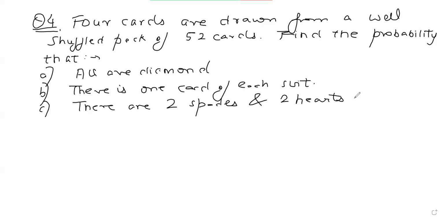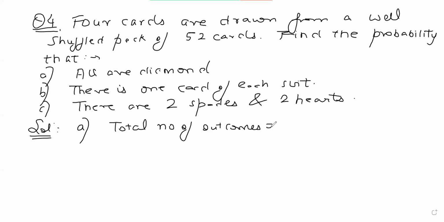So again, it's a question based on cards. Let's quickly solve this question. Now let's look at the first part. We are drawing 4 cards from a well shuffled pack of 52 cards. What are the total number of outcomes? The number of ways in which we can choose 4 cards from 52 cards is 52C4. So these are my total number of cases, 52C4.